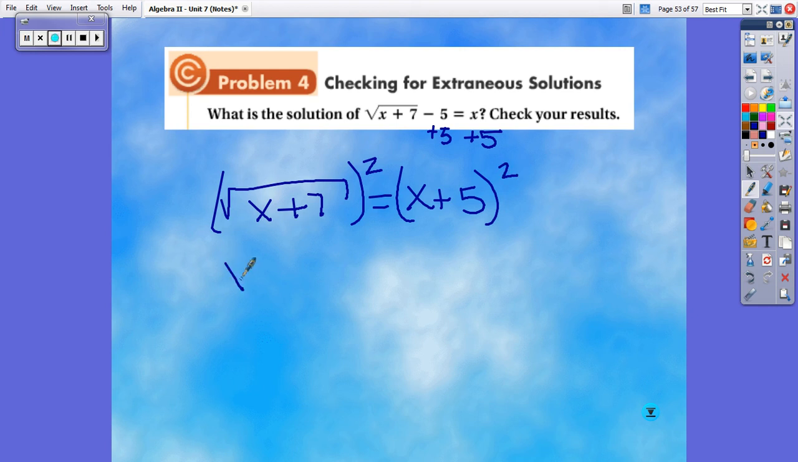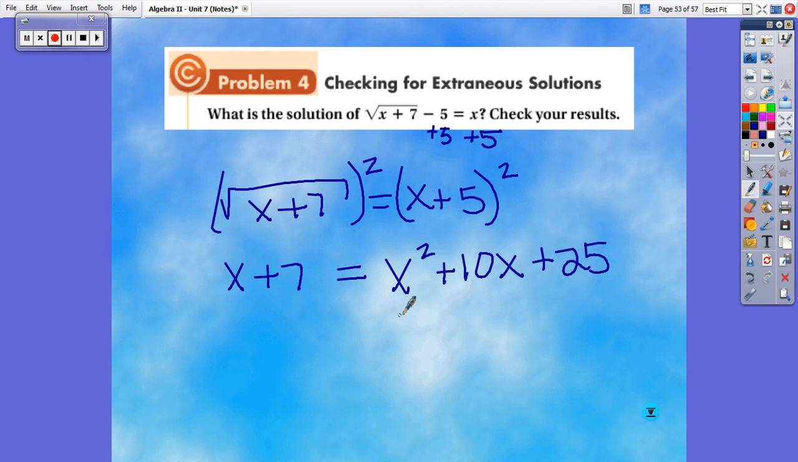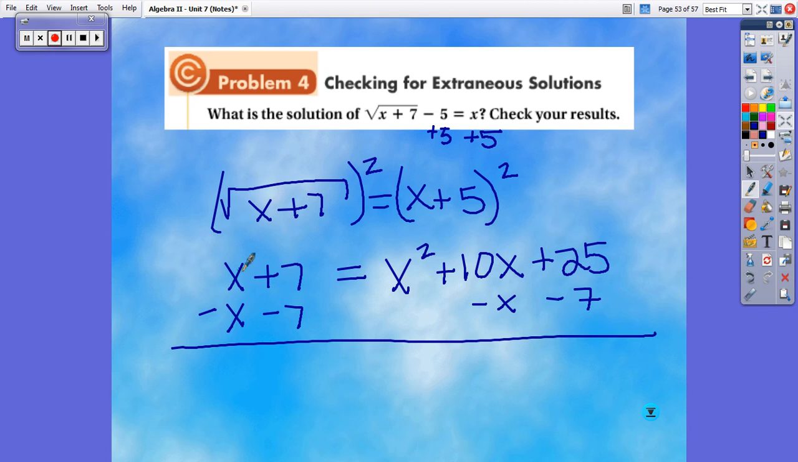Now the left side becomes really easy. I'm going to have x plus 7 is equal to, and this is where I have to remember to FOIL, x squared plus 10x plus 25. Now we have an x squared term on one side but not on the other side, so they're not going to cancel. So you guessed it, I'm going to have to use either the quadratic formula or I might be able to factor. But in order to do either of those, I have to set one side equal to 0.